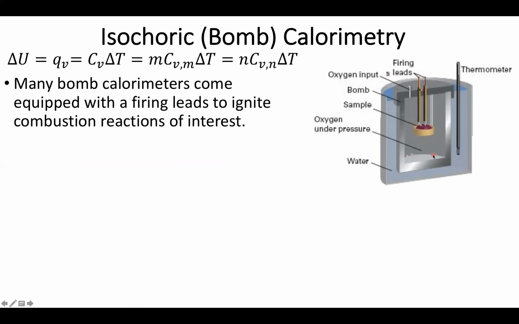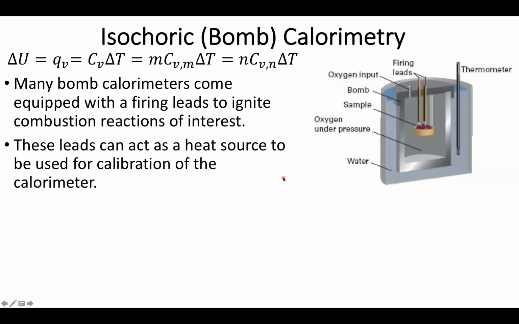Combustion reactions are typically one of the most commonly studied reactions inside a bomb calorimeter, because it allows us to determine such things as the calories in an item of food. This is just how much energy is going to be released from combustion, which is more or less an accelerated form of digestion. But we can also use these leads as a heat source of known quantity, which can then be used to determine how much the temperature of our surroundings changes when exposed to a known amount of energy.